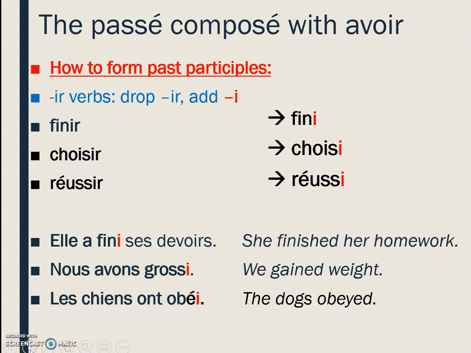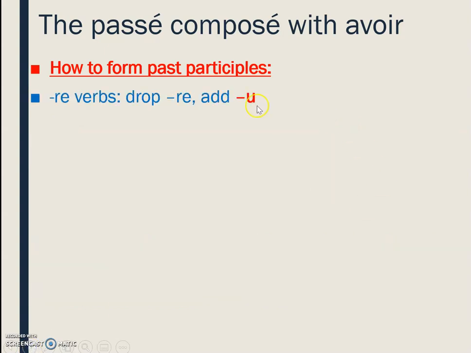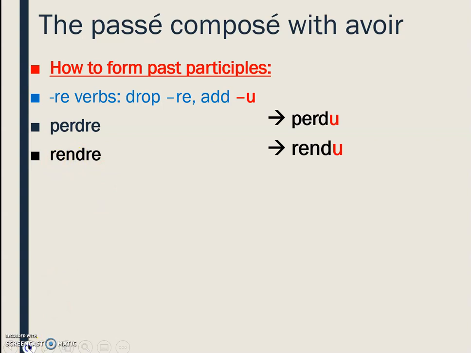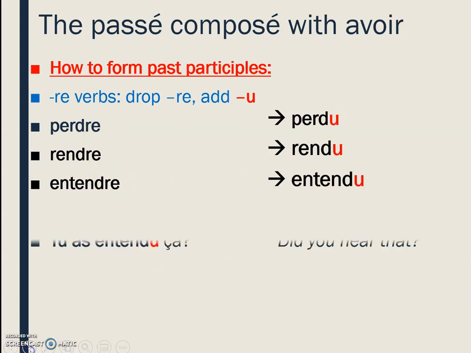Finally, let's look at RE verbs. They are a little bit more complicated in that you drop the RE and you have a random letter instead. You have the letter U for your past participle. So the verb perdre, to lose, if I wanted to say lost, I would say perdu with a little U on the end. That sounds like u, perdu. The verb rendre becomes rendu. Entendre becomes entendu. So any regular RE verb, you will drop the RE from the end and add the letter U for the past participle.